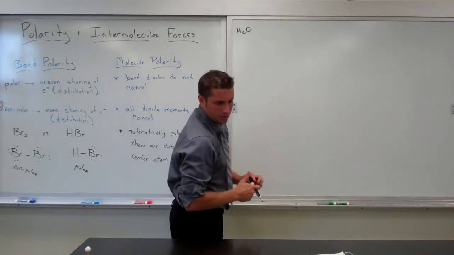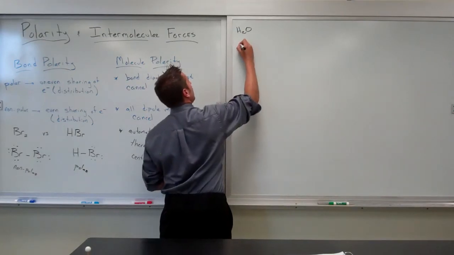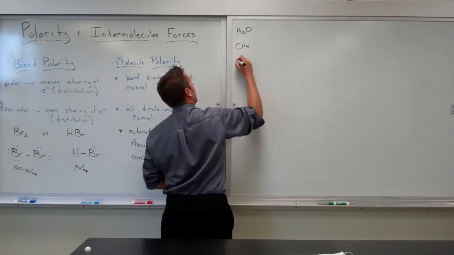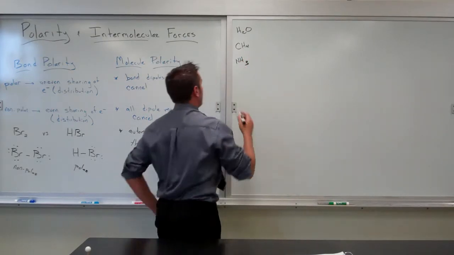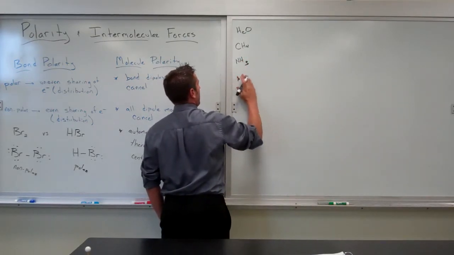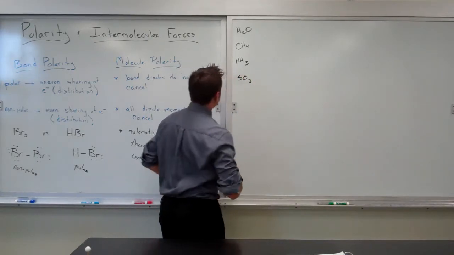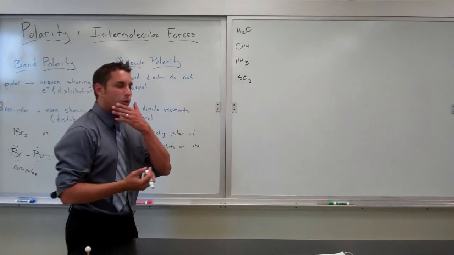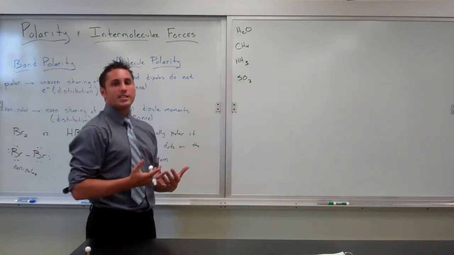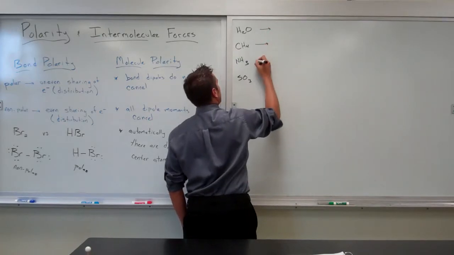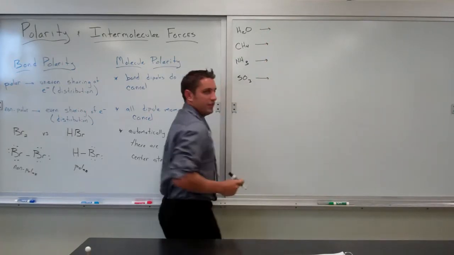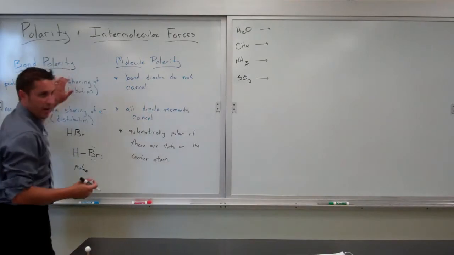So let's take a look at 4 different examples: H2O, CH4, NH3, and SO3. What I'm going to do is draw each one of these, and we're going to decide if it's polar or not by saying if it's evenly pooled or unevenly pooled, meaning shared.